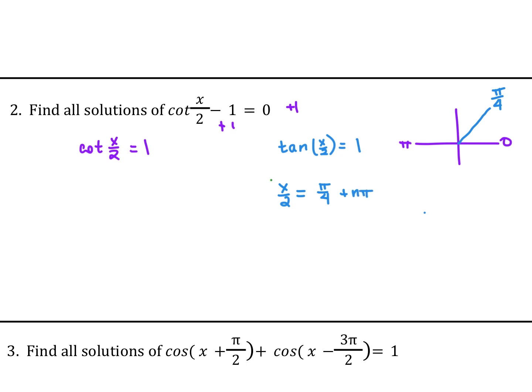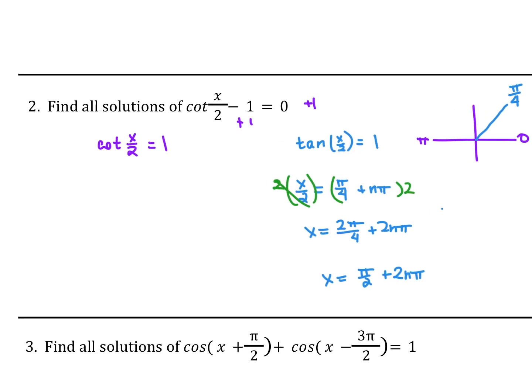Then now I adjust my period. I adjust my period by multiplying 2 to each side, to every term. So we get x equals 2 pi over 4 plus 2n pi, and then simplify, x equals pi over 2 plus 2n pi. So this is true whether you use tangent or just keep it as cotangent, you would get the same exact answers. I hope this helps.